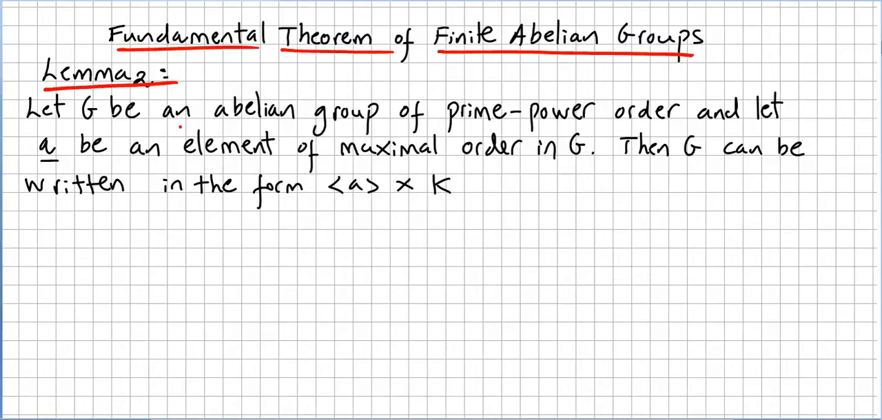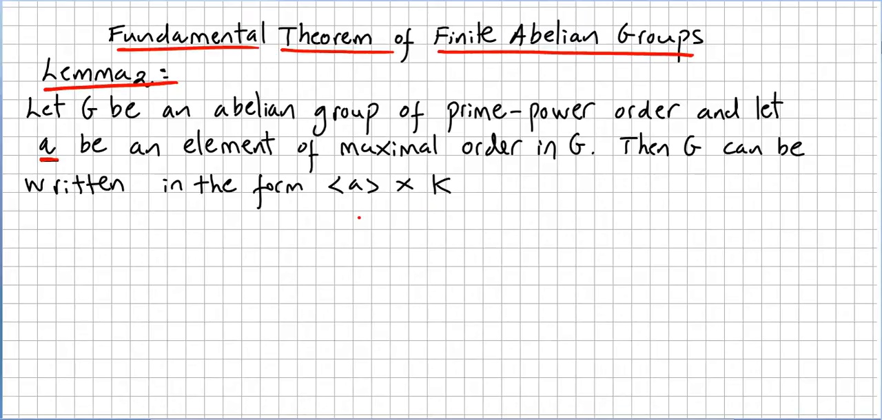So let G be an abelian group, because this is for finite abelian groups. Let G be an abelian group of prime power order. And let A be an element of maximal order in G. So no other element will have an order bigger than A in G. Then G can be written in the form the set generated by A times K.